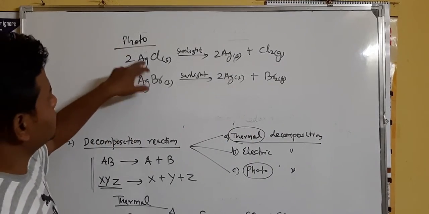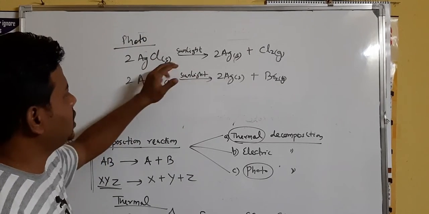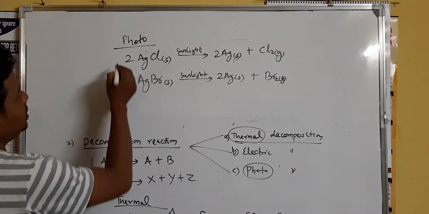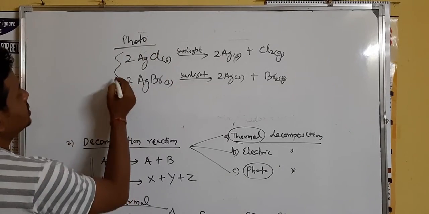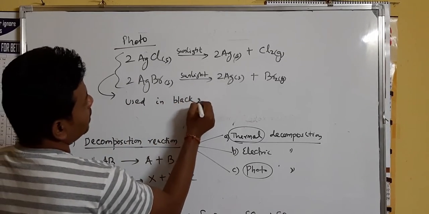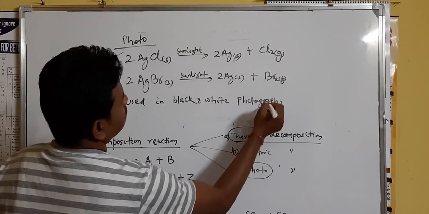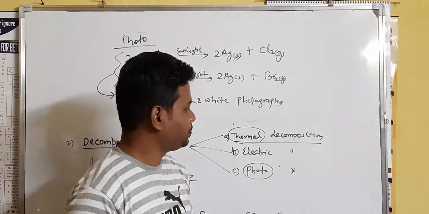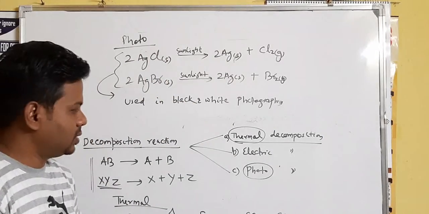These two reactions can be categorized as photo decomposition because this decomposition takes place in the presence of sunlight. The speciality of these two reactions is that they are used in black and white photography. So in black and white photography, this reaction is normally used. This is the importance of the photo decomposition reaction.